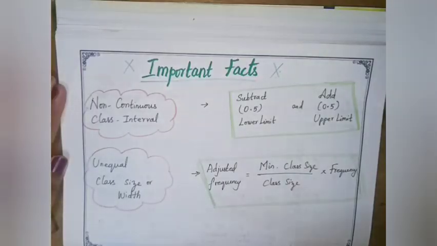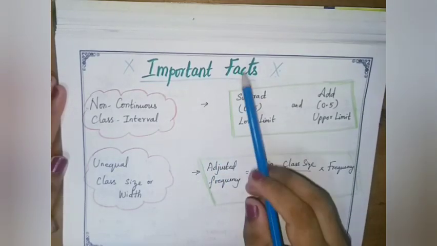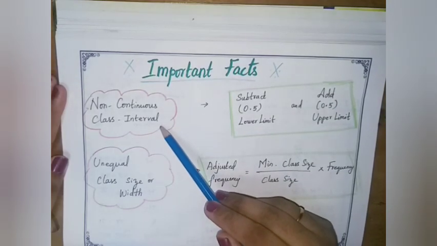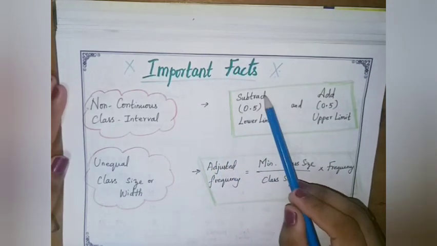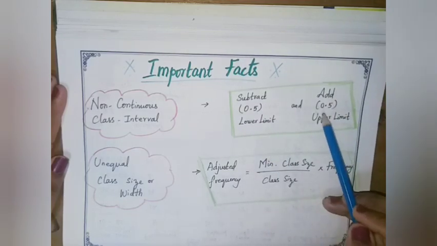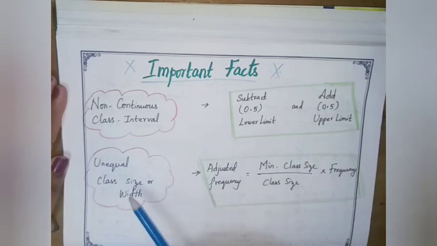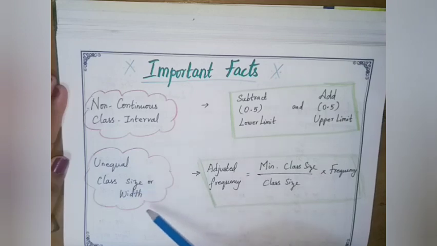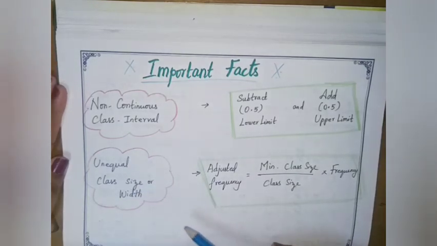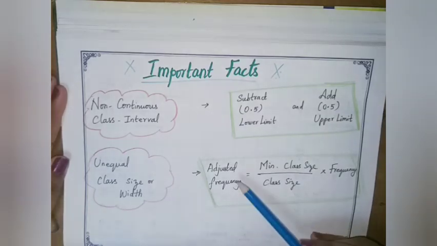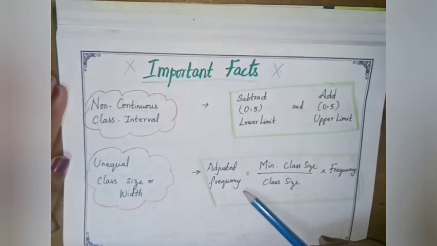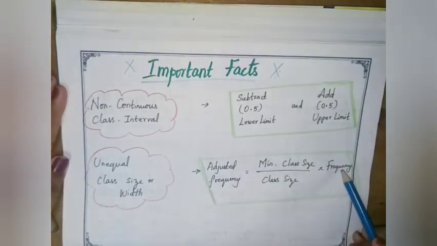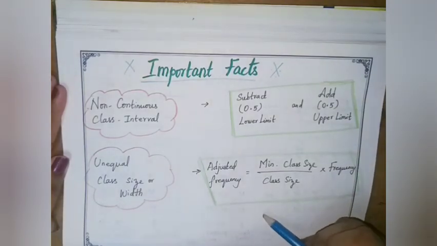From this class, you have learned two important facts in grouped frequency distribution. One is non-continuous class intervals: you have to use the rule to subtract 0.5 from the lower limit and add 0.5 to the upper limit. And similarly, unequal class size or class width: if you have unequal class widths in the frequency distribution, you have to use the adjusted frequency formula. Adjusted frequency equals minimum class size divided by class size of the class, into frequency of the class. Please note these important facts.